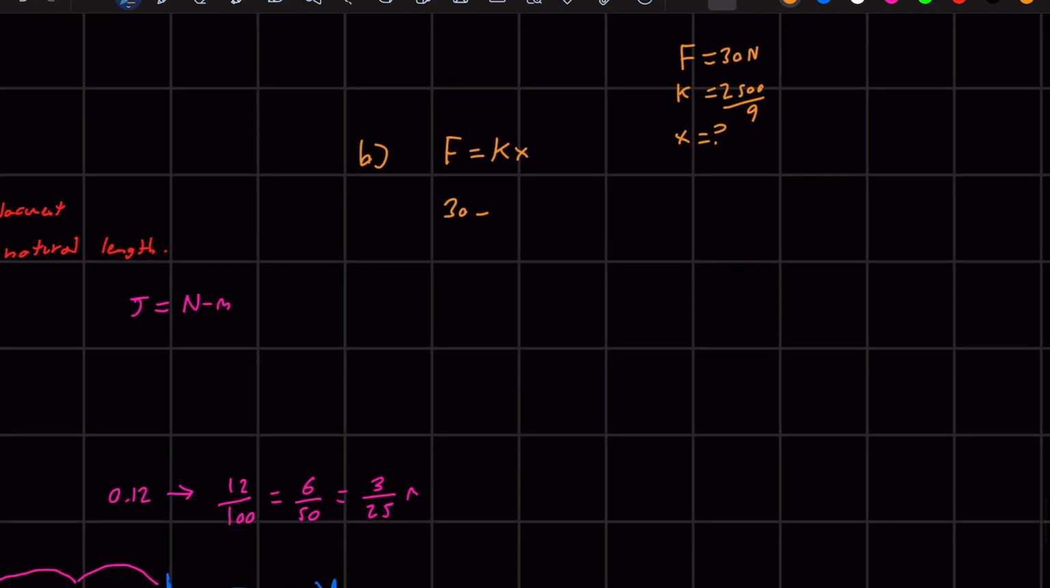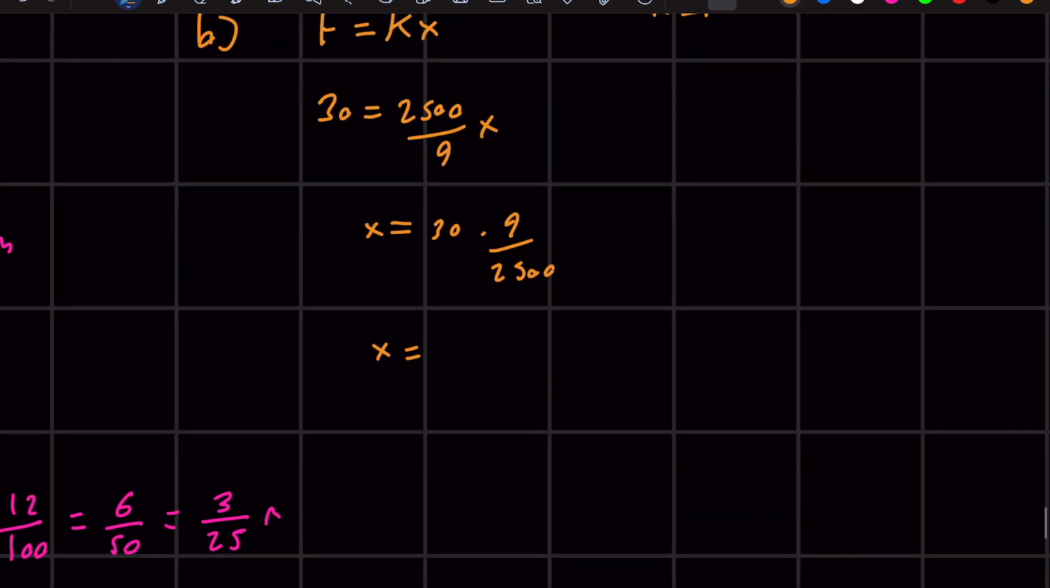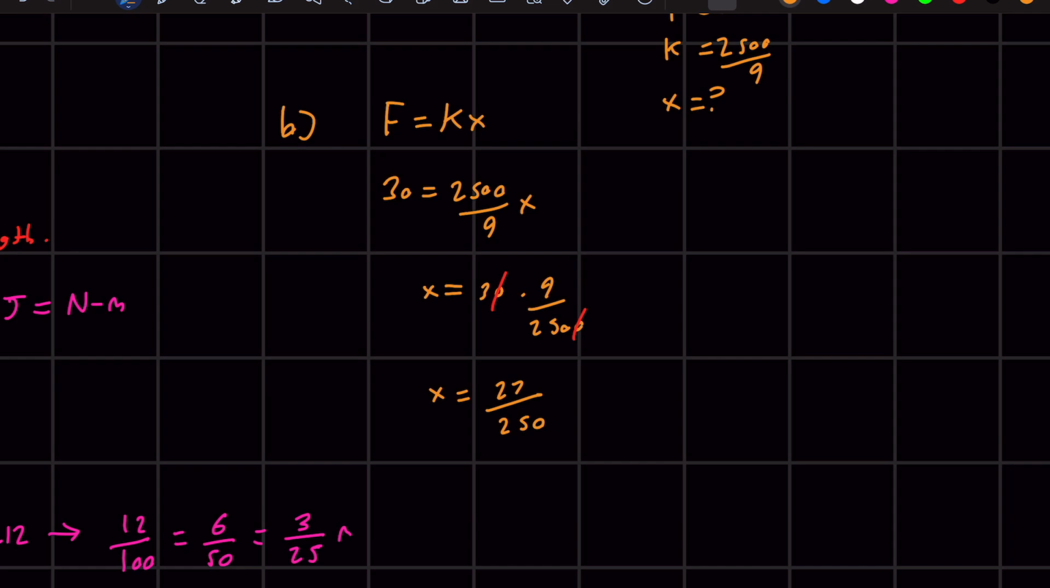So we can plug in 30 is equal to 2,500 over 9 x. So to solve, x is equal to 30 times 9 over 2,500. X is equal to, well, we can take away a 0 here, a 0 here, and now let's see what we can do. We can have a 27 on top over 250. And I think that's actually the most simplified you can get. So remember, we're working with newton meters and joules. We're talking about X, we're talking about displacement, so this is going to be in meters, and that's the total displacement.